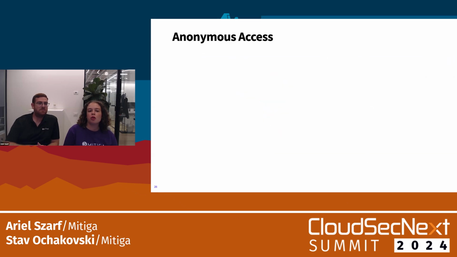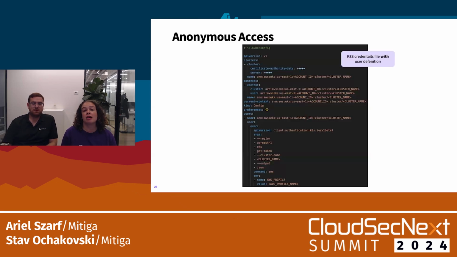So I want to say a few words about anonymous access. Anonymous access in Kubernetes occurs when someone connects to the cluster without authentication at all. Accessing an EKS cluster typically involves using a kubeconfig file, which contains the cluster information, the certificate, and the user configuration. The examples shown demonstrate what a kubeconfig file might look like for an AWS user.